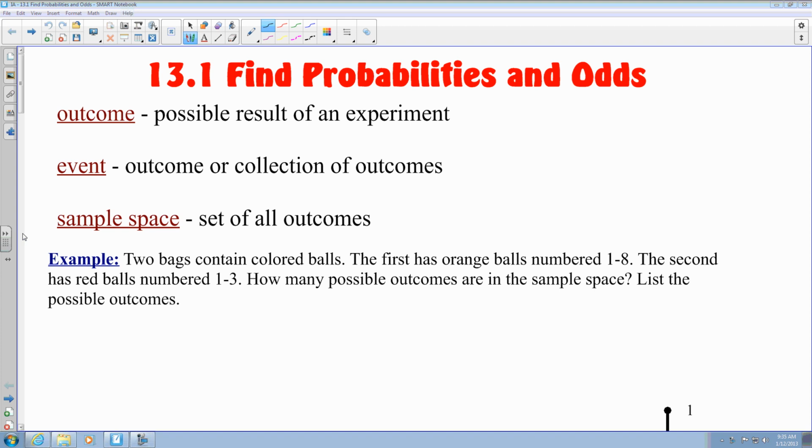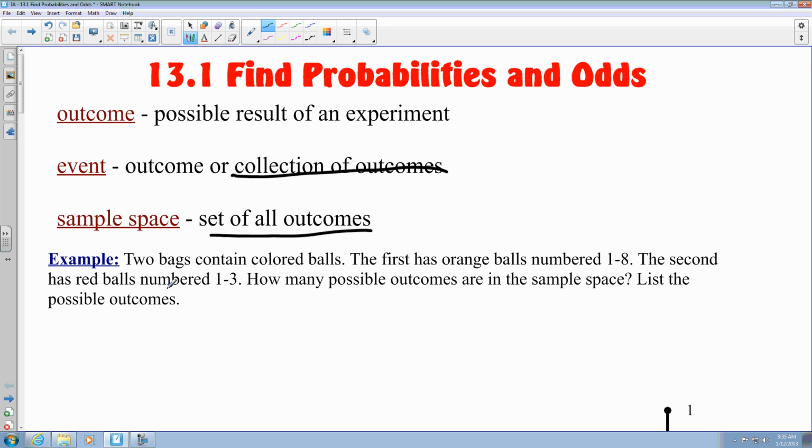Now, there are three terms here on the PowerPoint that I want you to keep in mind. They are outcome, event, and sample space. Outcomes are the possible results of an experiment, and the event is the actual outcome or collection of outcomes, and sample space is the set of all outcomes. And if you look, the collection of outcomes and this set of all outcomes are pretty much the same thing.